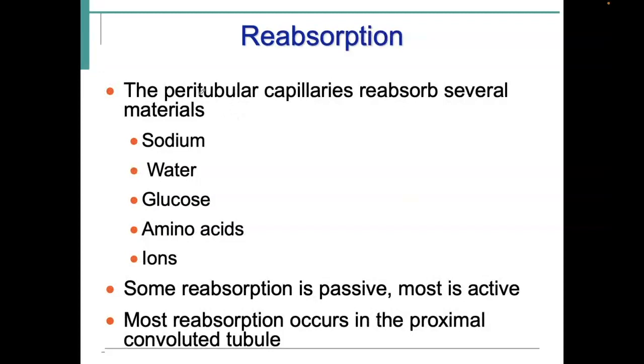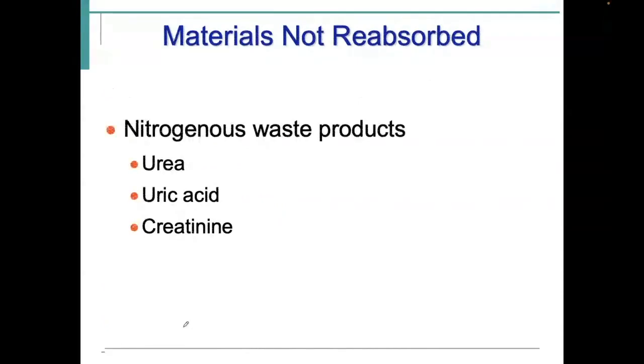What are we reabsorbing? In those peritubular capillaries, we can reabsorb sodium, water, glucose, amino acids. Some of the reabsorption is passive, but most of it is active, meaning active requires energy, ATP. And most of the reabsorption occurs at the PCT, the proximal convoluted tubule. That's where most reabsorption takes place.